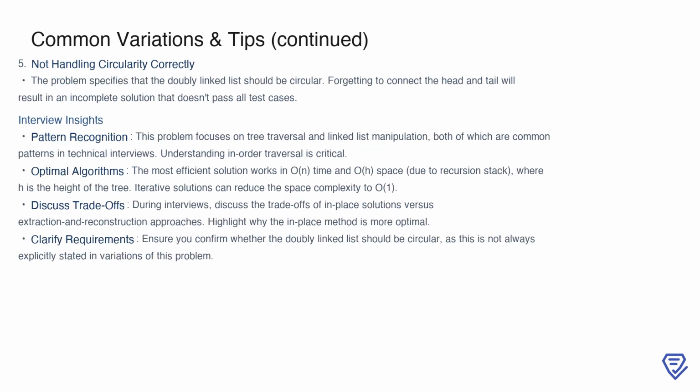Now, one particularly tricky issue is not handling the circularity of the doubly linked list properly. The problem specifies that the list should be circular, so the head and tail nodes need to be connected. Forgetting this step will result in an incomplete solution that fails to pass all test cases.